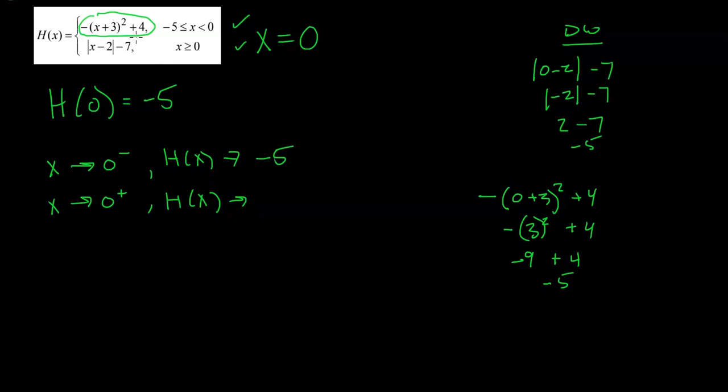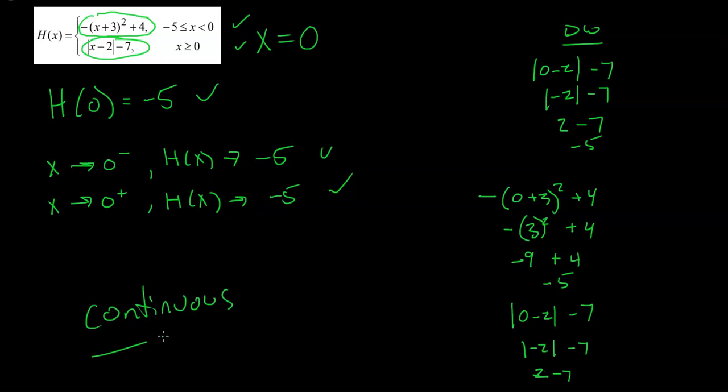All right. Figuring out what happens as I approach 0 from the right-hand side is using the bottom equation. So that's going to be 0 minus 2 minus 7. That's going to be the absolute value of negative 2 minus 7. That's 2 minus 7, which is negative 5. So this is an example where all three of these things check out, and they're all three the same. The only way you can officially be continuous is if all three of these are the same. At 0, we're negative 5. As we approach 0 from the left, we're at negative 5. As we approach 0 from the right, we're going to negative 5. All three are matching up.